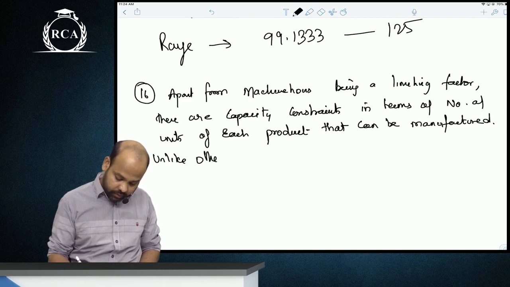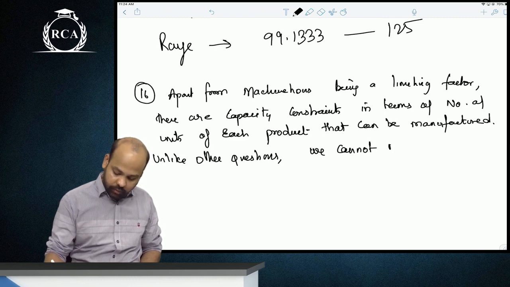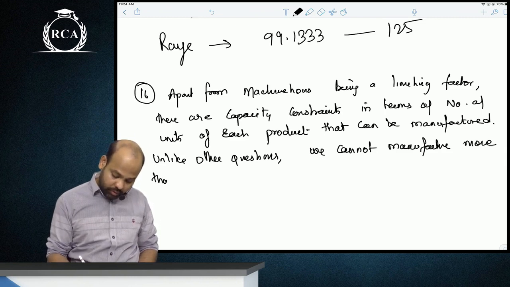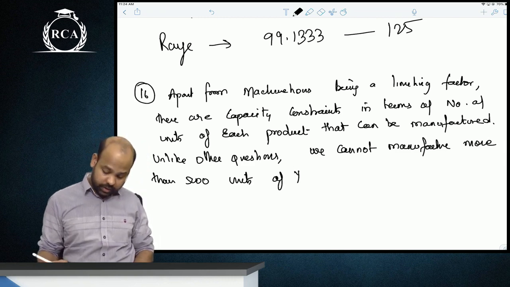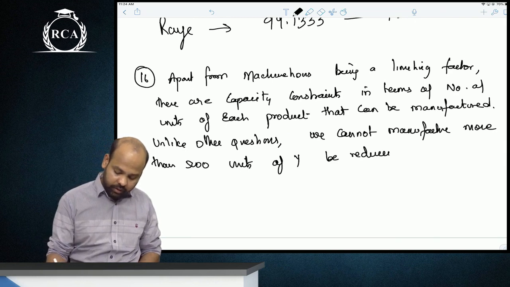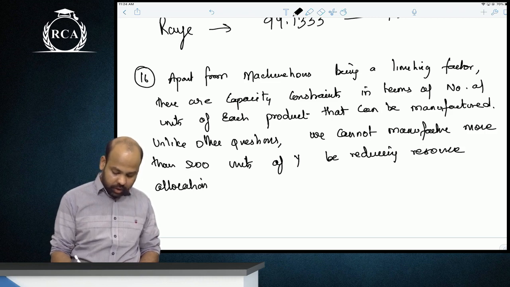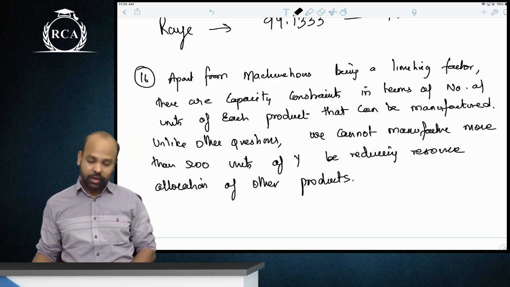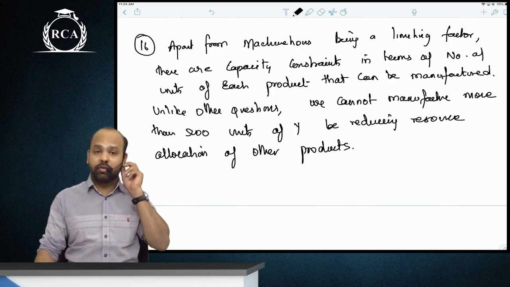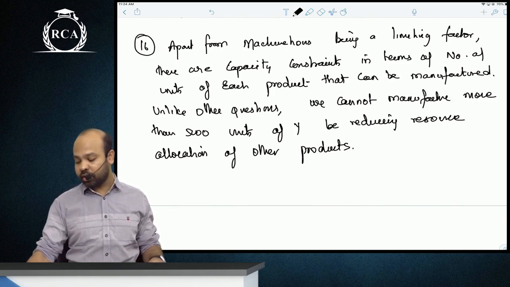Unlike other questions, we cannot manufacture more than 5,000 units of Y by reducing the resource allocation of other products.